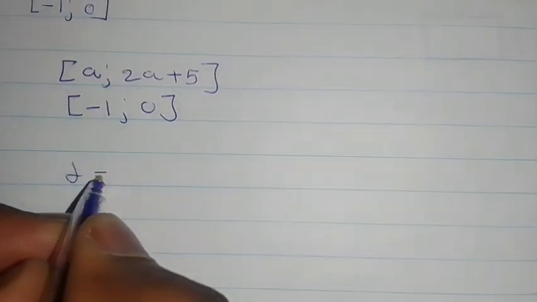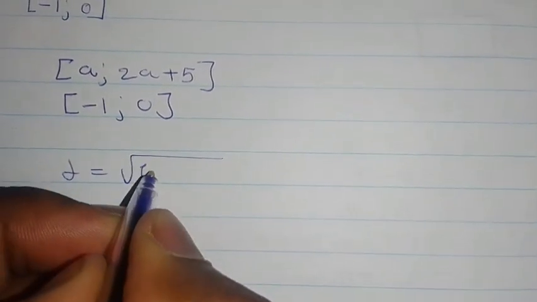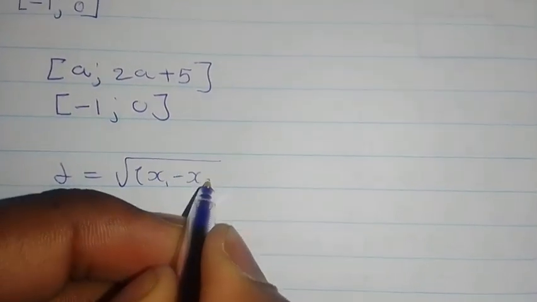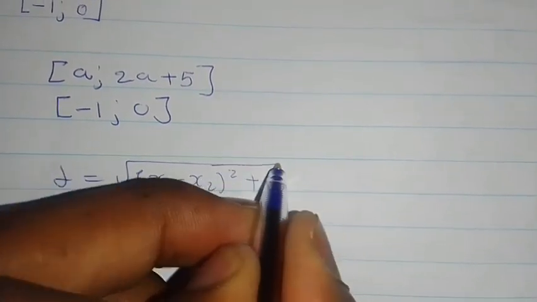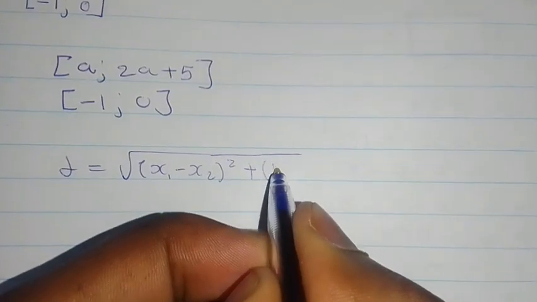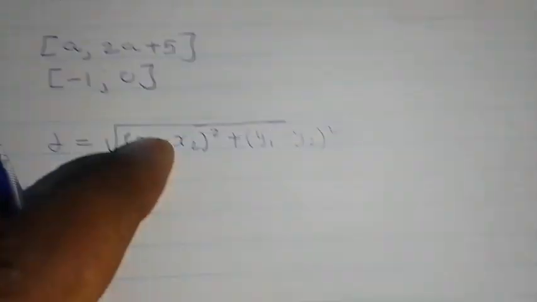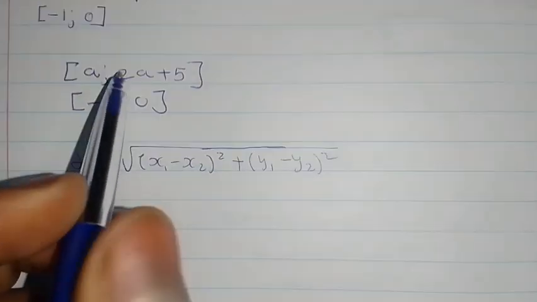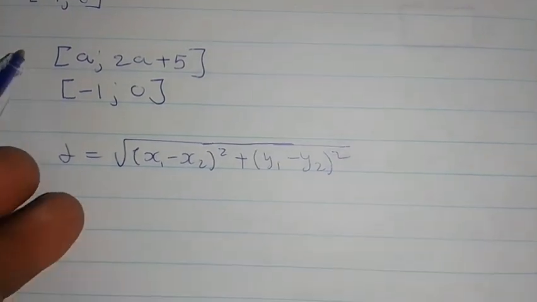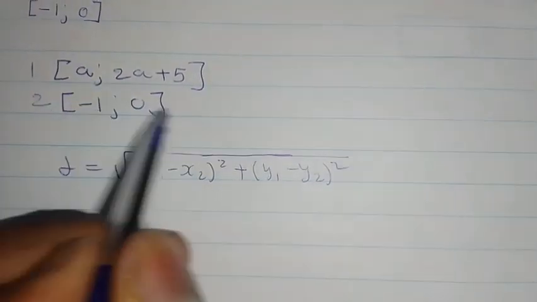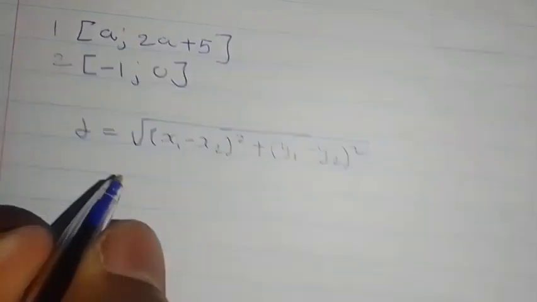Now it's just a matter of distance. We know the distance formula: d is equal to the square root of (x1 minus x2) squared plus (y1 minus y2) squared. This is the formula that we know. You have two coordinates, 1 and 2, and you just plug them in. It's basically that simple.